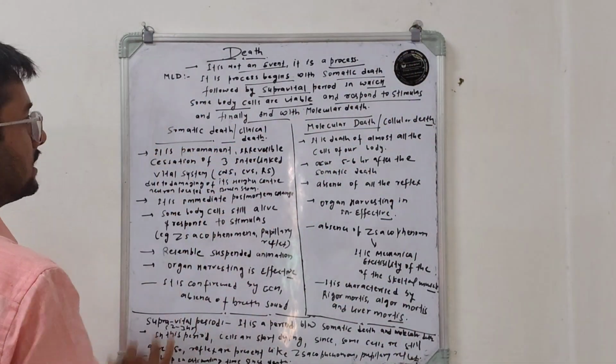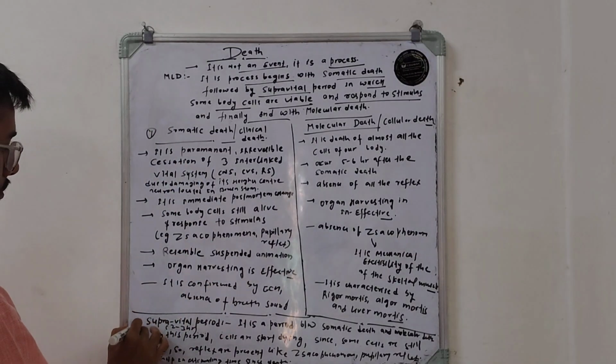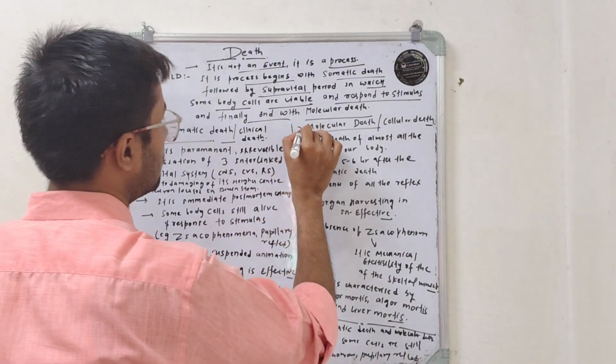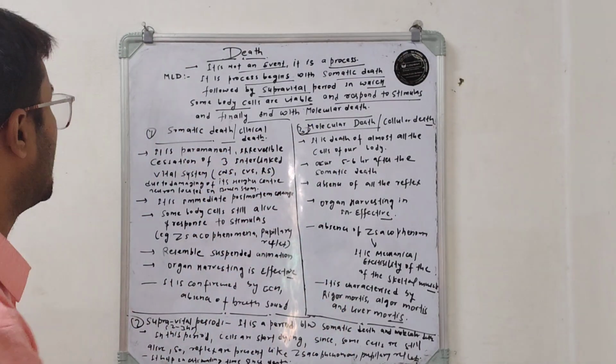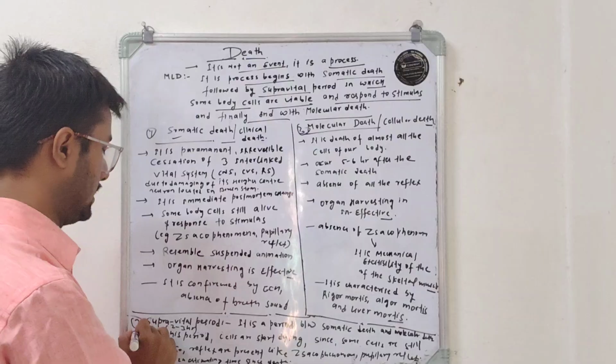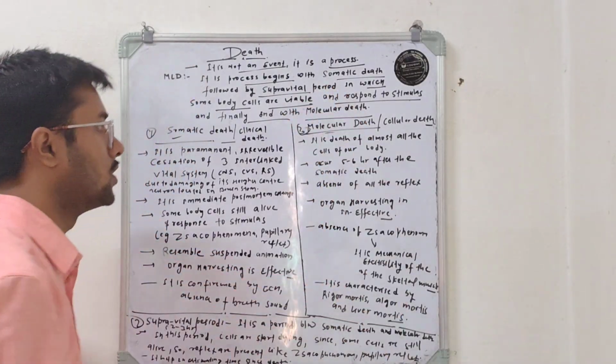So these are the three events. One is the somatic death, another is the supravital period, and the third is the molecular death. So this is the sequence of death. It starts with the somatic death, then enters into the supravital period, and finally ends with the molecular death.